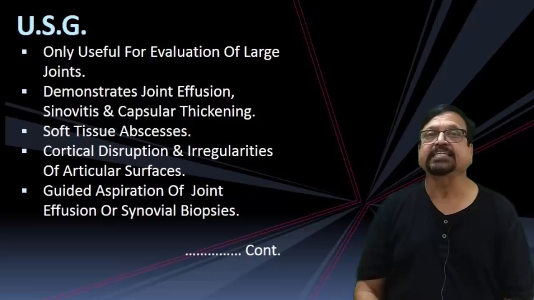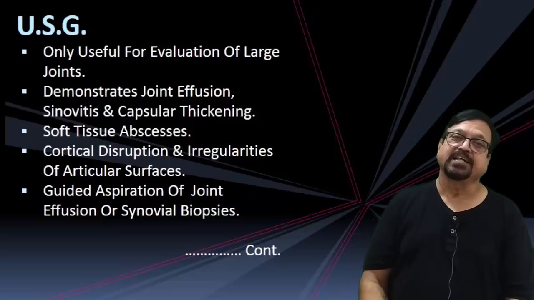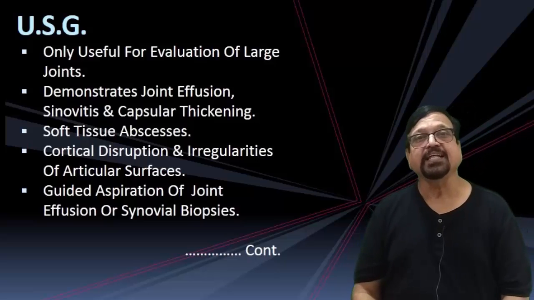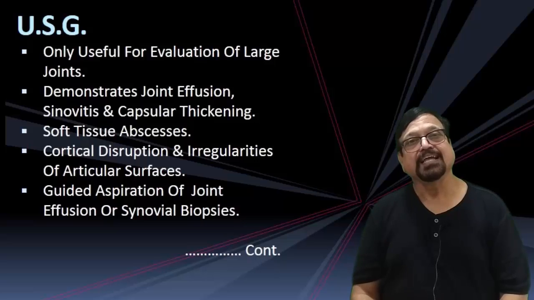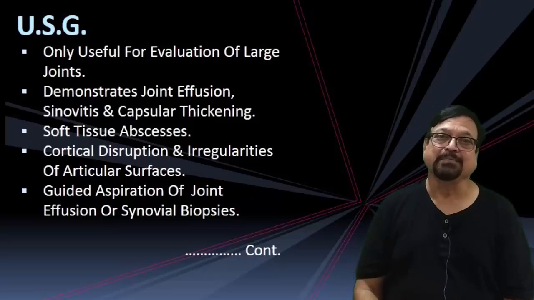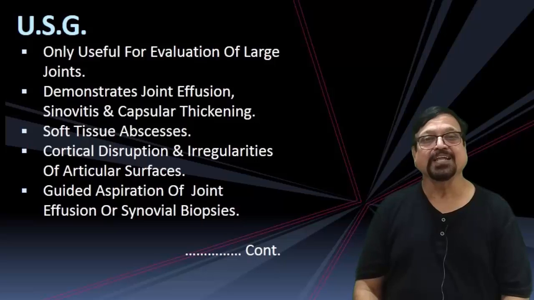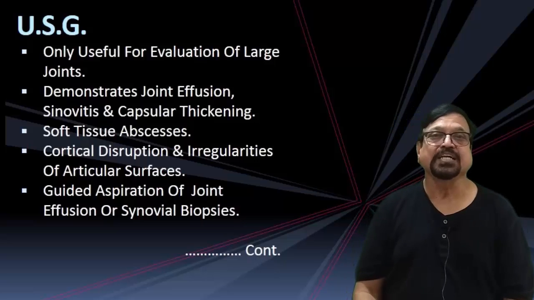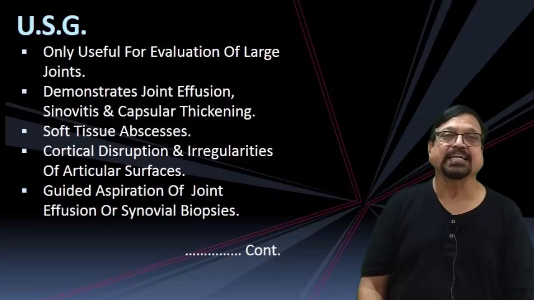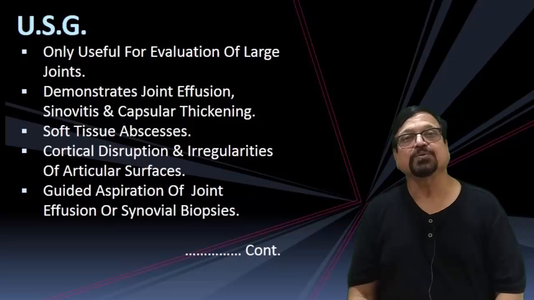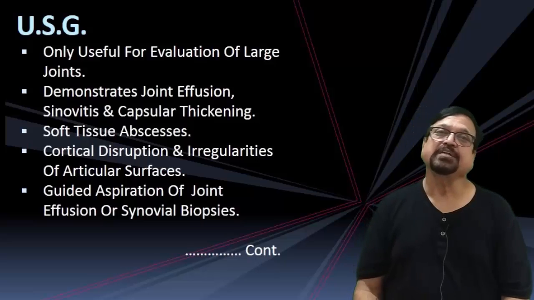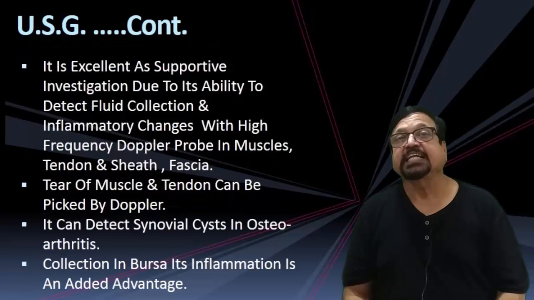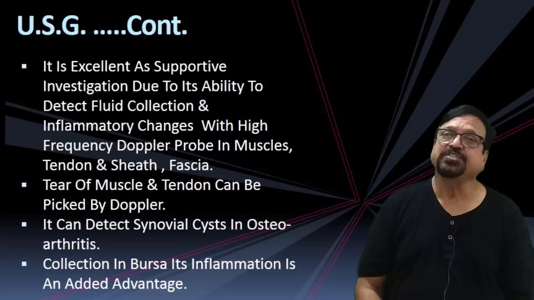As far as synovitis and capsular thickening are concerned, the Doppler signal gives you an idea about the inflammation. So hyperemia is better picked up on Doppler. Soft tissue abscesses, adjacent tissues, cortical disruptions, irregularities, then guided aspiration of joint effusion: everywhere we are implementing USG. Is there any additional benefit of USG?